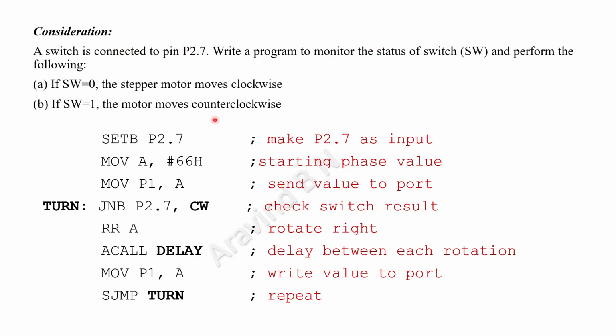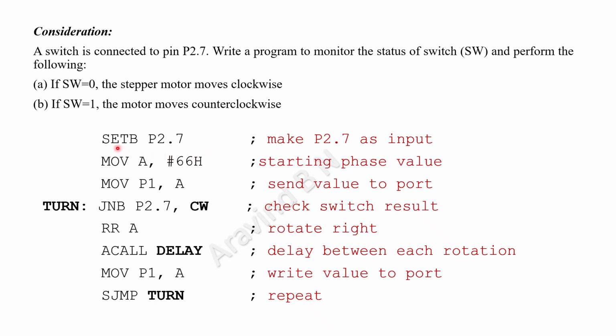So here we are going to consider that the stepper motor can move in both clockwise as well as anti-clockwise direction. For that we have taken certain considerations here. First thing, we are going to make use of a switch which is connected to port 2.7, and we are going to represent the switch as SW for representational sake. If switch is equal to 0, stepper motor moves clockwise. If switch is equal to 1, the stepper motor will move counterclockwise. So this is the consideration.